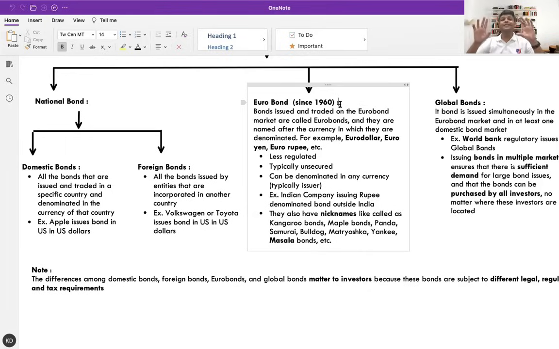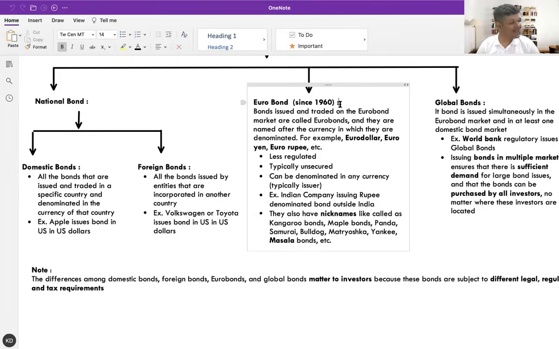Now, most of these bonds have become very famous and they have a name. For example, Indian bonds issued in rupees outside India are called Eurorupee bonds, right? But now they have a famous name. They are also called masala bonds. Can you believe that?